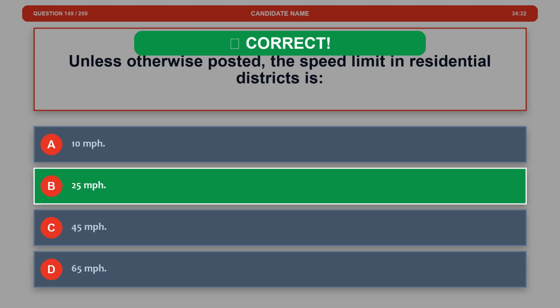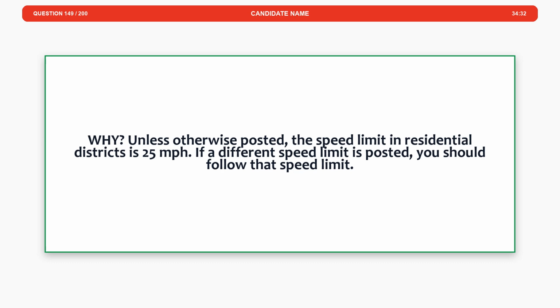The correct answer is option B, 25 miles per hour. Explanation. Unless otherwise posted, the speed limit in residential districts is 25 miles per hour. If a different speed limit is posted, you should follow that speed limit.